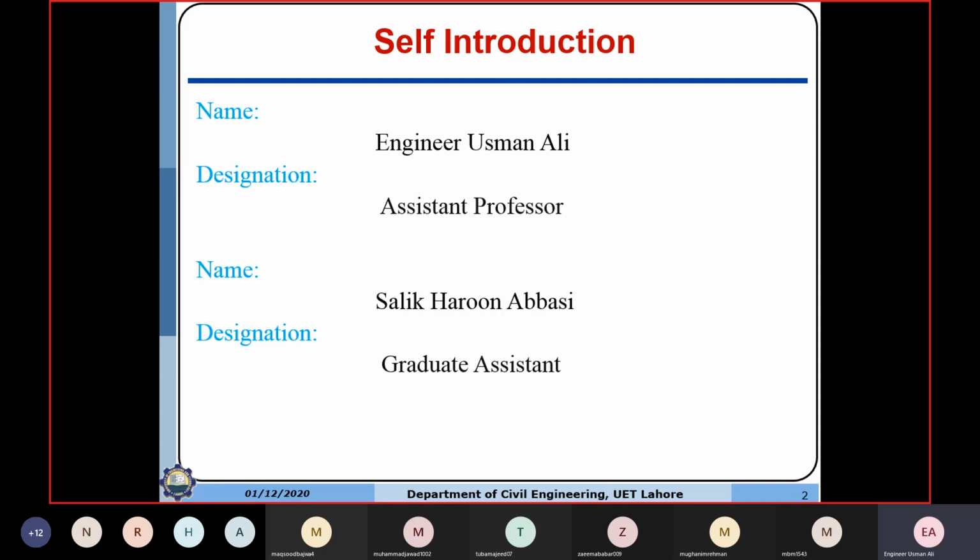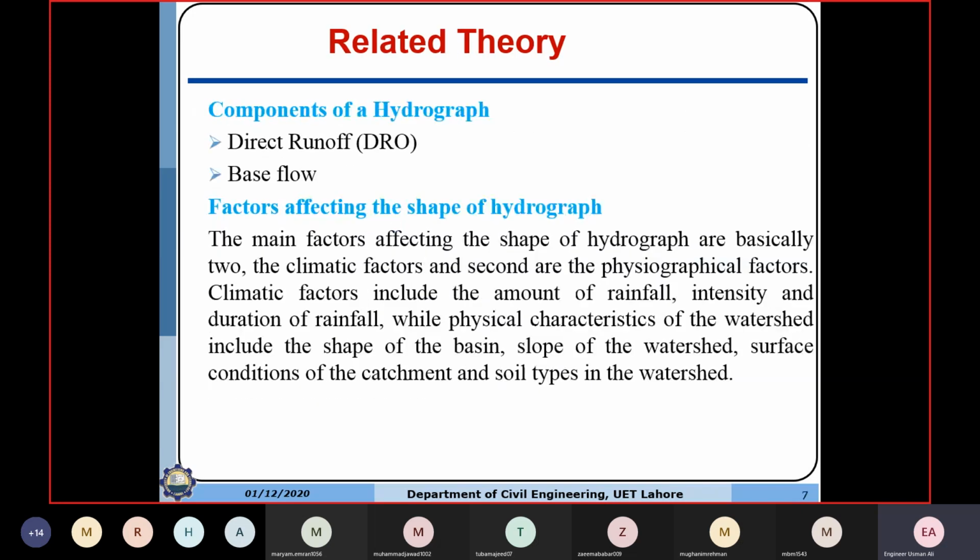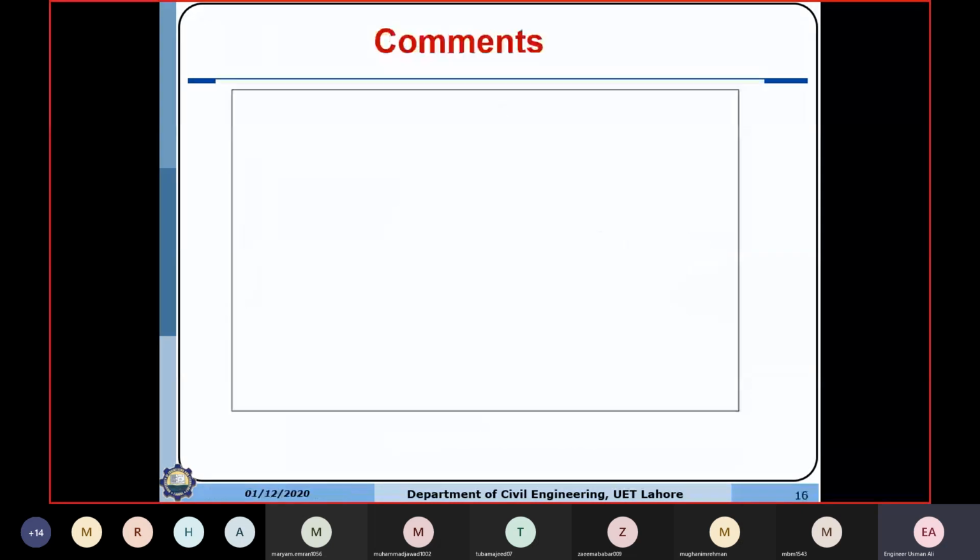So let's start with the statement. Following are the ordinates of a storm hydrograph for a river draining a catchment area of 400 square kilometer due to a 6-hour isolated storm. Derive the ordinates of the 6-hour unit hydrograph for the catchment. So let me come to the data that you are given at the end of these slides.